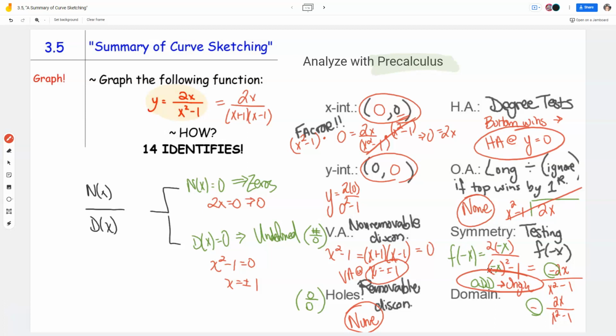And last but not least, my domain is going to be negative infinity to negative 1, negative 1 to 1. If I was thinking intervals, 1 to infinity, that's my domain. Remember, not 1 or negative 1. So negative infinity to negative 1, stop. Start again. Negative 1 to 1, stop. Start again. 1 to infinity. I have to avoid my vertical asymptotes.